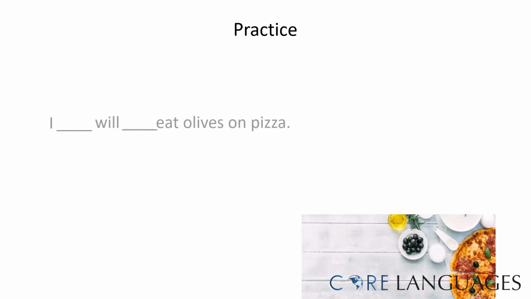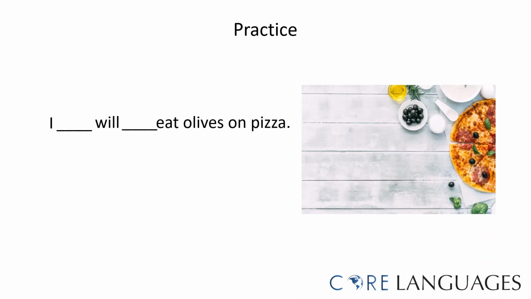Now try to negate this sentence by choosing the correct placement of the word not. I not will eat olives on pizza, or I will not eat olives on pizza. When negating a sentence using an auxiliary verb, in this case will, not is placed between the auxiliary verb and the other verb. I will not eat olives on pizza.